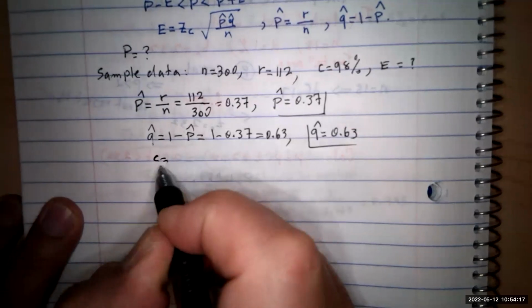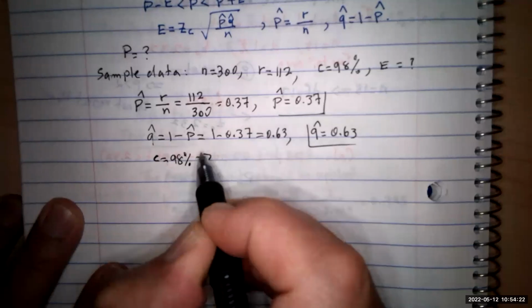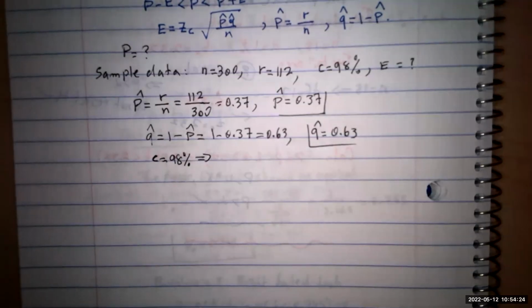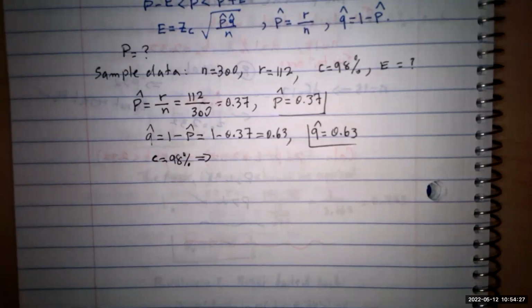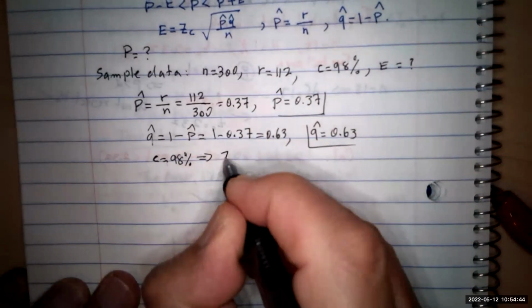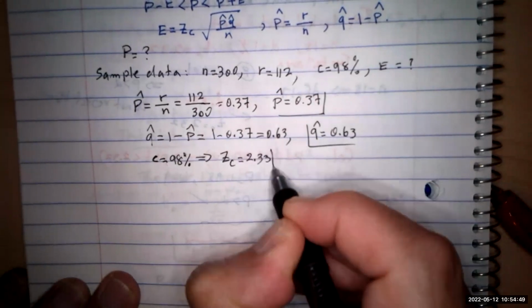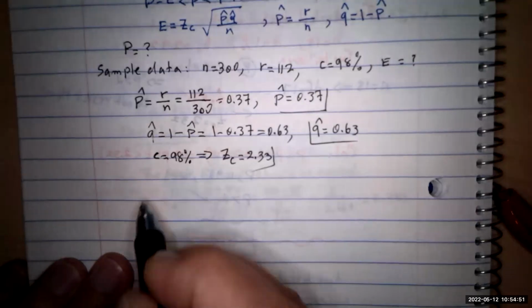Now you have to get the ZC. C is 98%. Then you go to the bottom corner. Remember that we already gave you the table for this one. That is the bottom corner that we have. The Z of 98% gives you 2.33. So ZC would be 2.33.